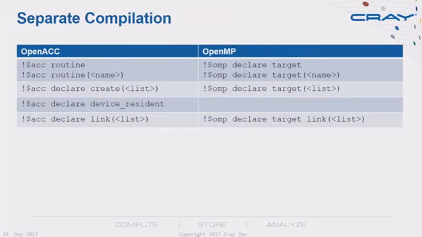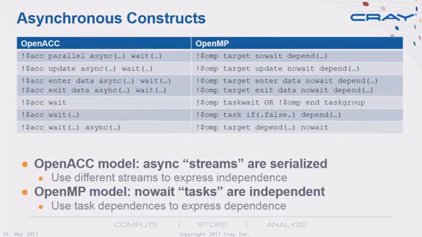Then we can also specify so-called separate compilation, so we can also tell the compiler whether functions should be created for a target device or not. Still one more, forgot that. And the asynchronous constructs, we will come to that maybe tomorrow, maybe on Wednesday. There you can handle different kernels at the same time, which can be run and have different dependencies and so on. So we will have a closer look at that later on.